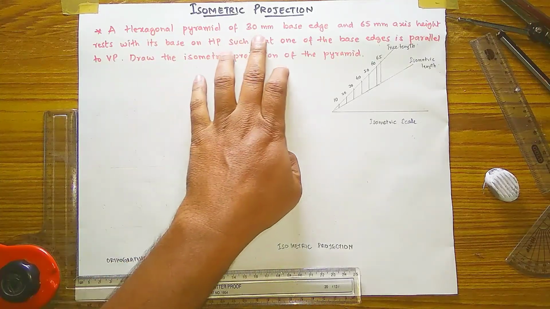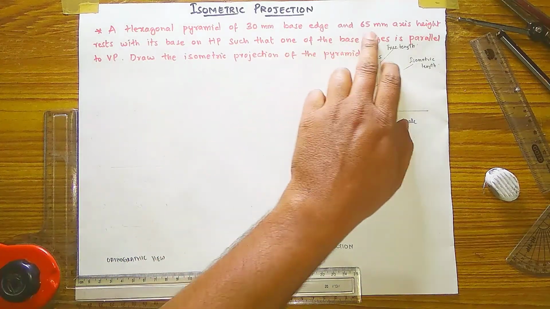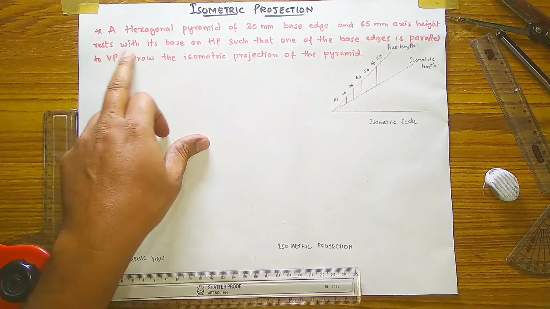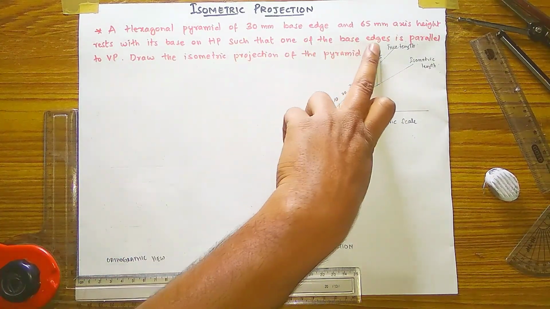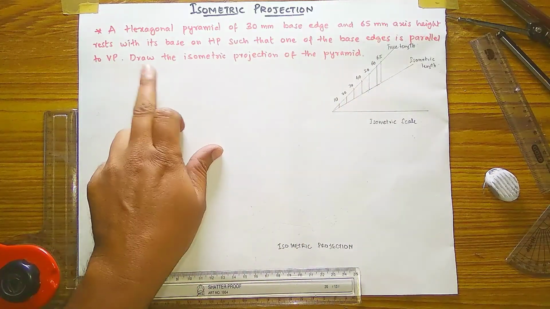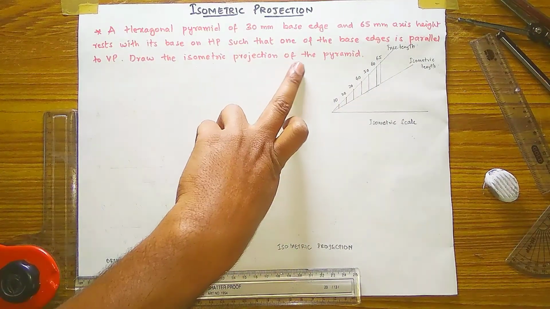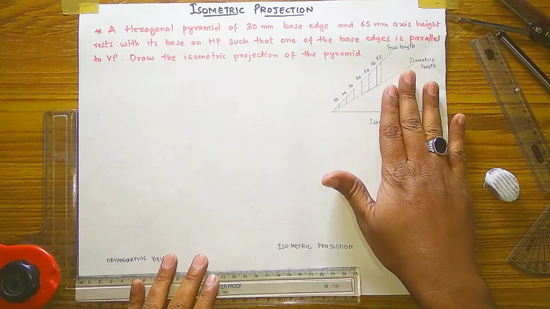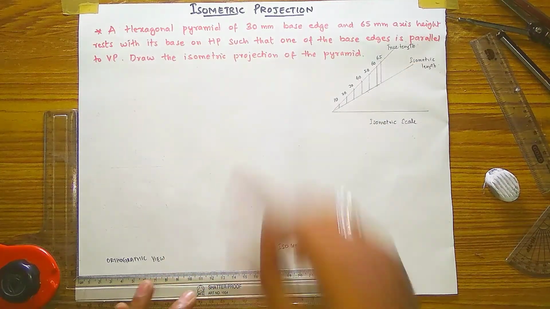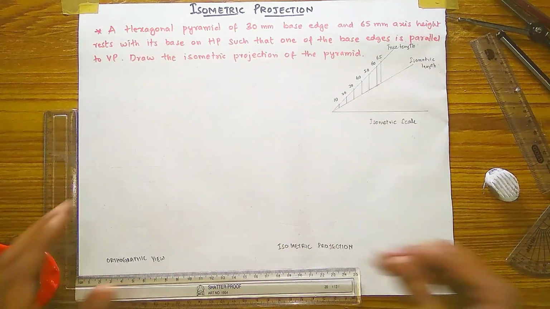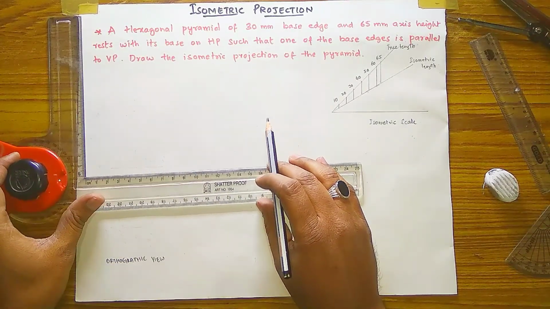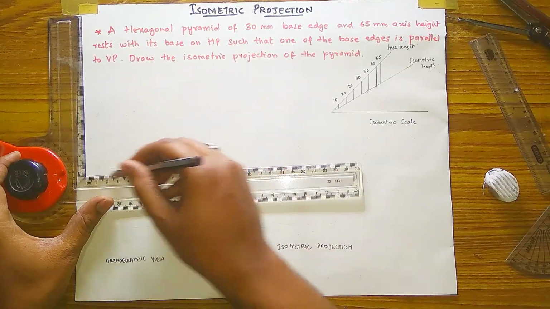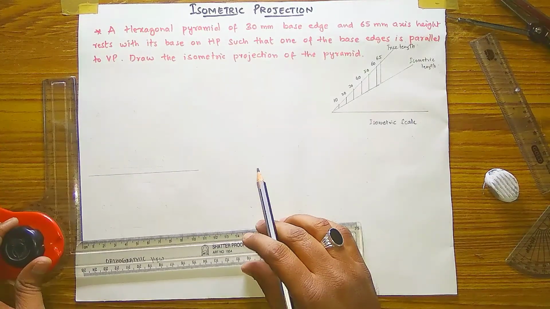A hexagonal pyramid of 30 mm base edge and 65 mm axis height rests with its base on HP such that one of the base edges is parallel to VP. Draw the isometric projection of the pyramid. First you have to draw the scale for the isometric projection if it is asked in the question. First you have to draw the orthographic view. First you have to draw a normal XY line like this.